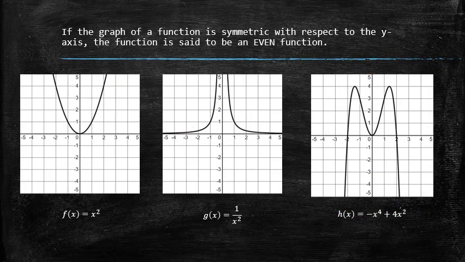When this happens, it means that we have an even function. So if the graph is symmetric with respect to the y-axis, the function is said to be an even function. Here are 3 examples of graphs that are symmetric to the y-axis, so these are all even functions. 2 of them we're familiar with, hopefully: y equals x squared, and g of x is equal to 1 over x squared. Both of those are part of the toolbox kit that we looked at earlier. Those 2 graphs are symmetric to the y-axis. And here's another example of another function that is symmetric to the y-axis.